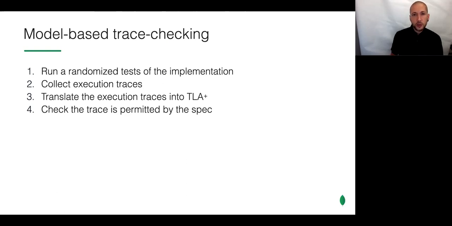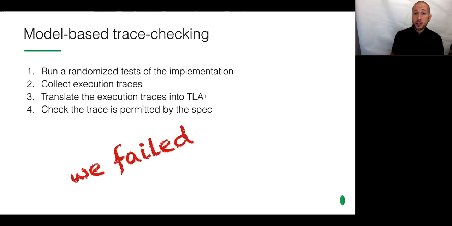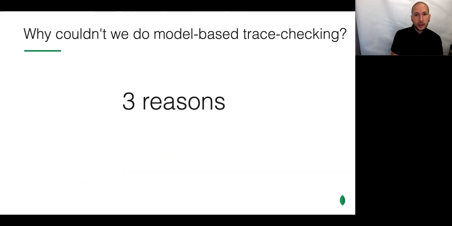There are a lot of really interesting questions here, like how do we measure coverage? What do we mean by confidence that the implementation conforms? Unfortunately, we didn't get to explore any of these questions because we actually failed. Our traces never matched our specification. We didn't get trace checking to pass. That's the result of this first half of the paper, but we have some lessons that we hope are going to be useful for anybody who tries this in the future. There are three reasons why we couldn't do model-based trace checking.